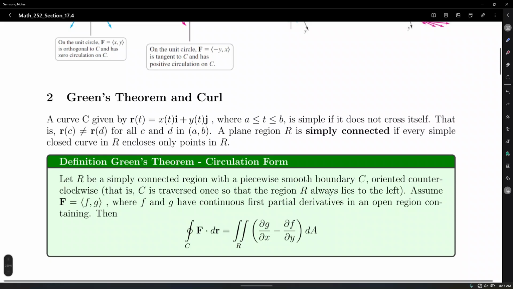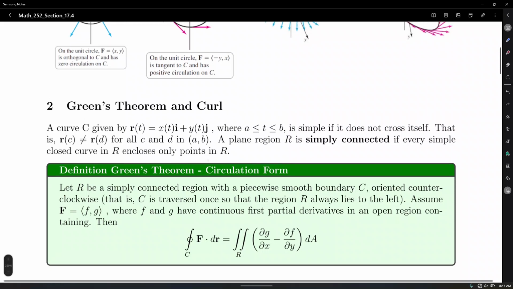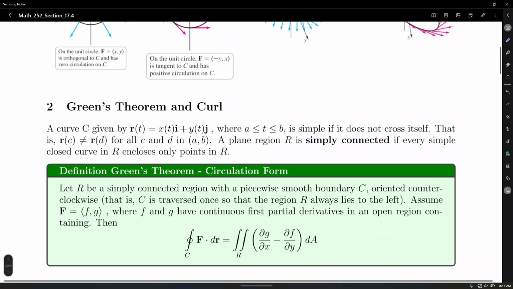But do you recognize that partial of g with respect to x minus partial of f with respect to y? Isn't that one of the components of the curl? It's actually the z component of the curl. So that's why we call this the curl version of Green's theorem, because there are two versions of it.